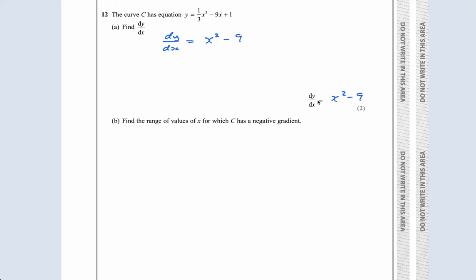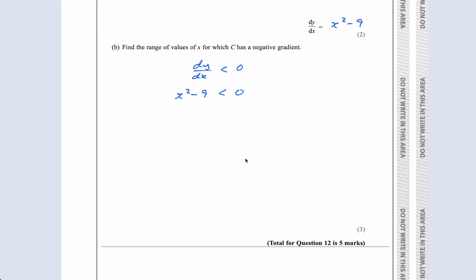Find the range of values for which C has a negative gradient. Right, guys, negative gradient means dy/dx is less than 0. That's what dy/dx is. It's the gradient of the function. So where is this less than 0? Well, it's where x squared minus 9 is less than 0.